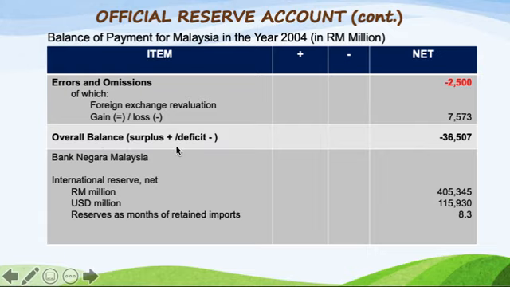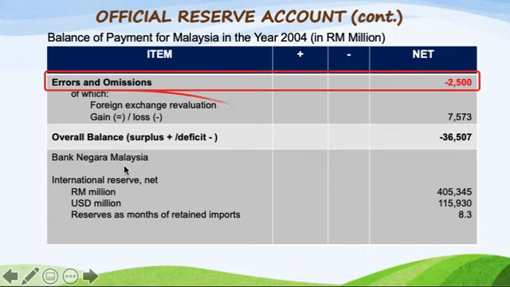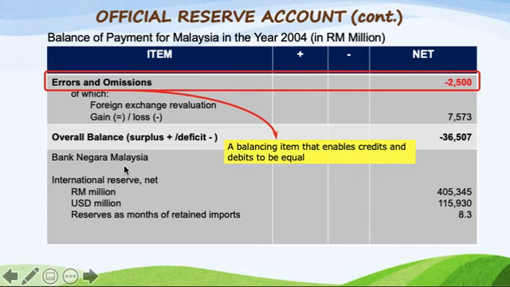Overall balance surplus ataupun deficit. So kalau kat sini kita tengok deficit lah, balance of payment. Dan ini adalah reserve kita, international reserve. A balancing item that enables credits and debits to be equal.